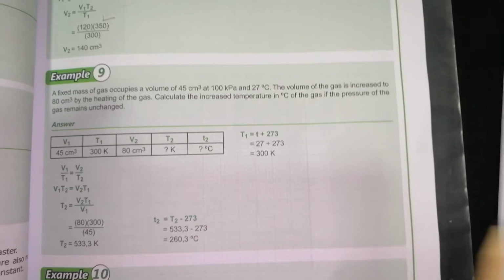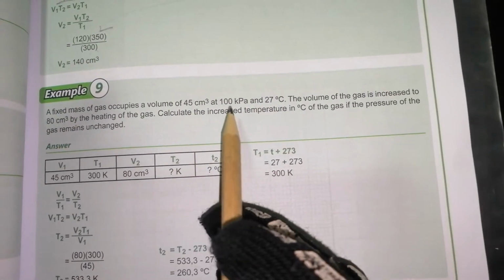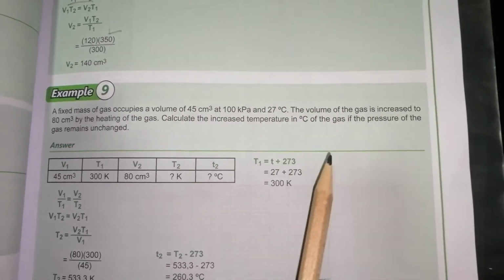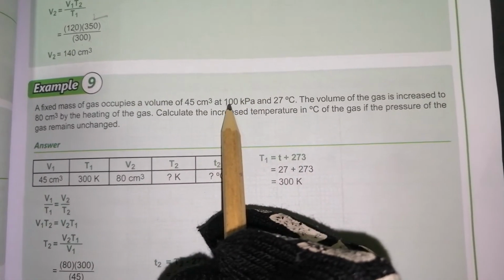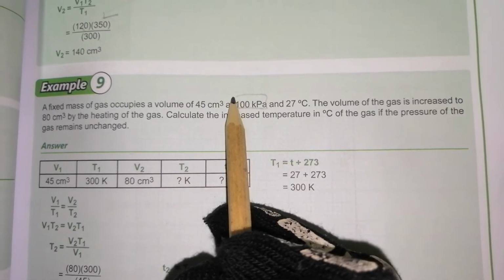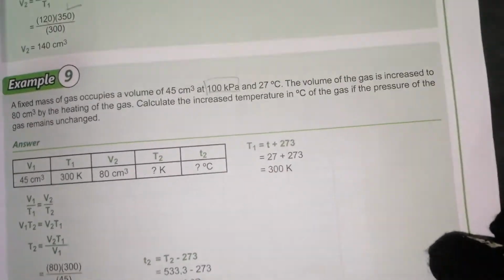Okay, let's look at example 9. A fixed mass of gas occupies a volume of 45 cm³ at 100 kilopascals and 27 degrees Celsius. Now remember, Charles' law, we don't really have anything to do with pressure, so this is just to confuse you and to tell you that pressure stays constant, because that is what Charles' law means.